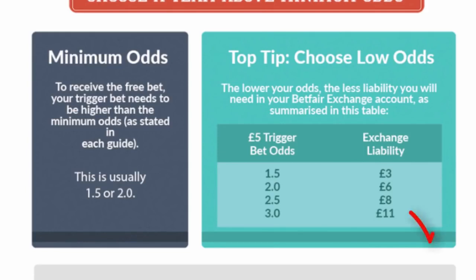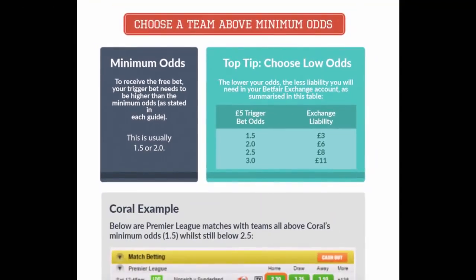A top tip for those with limited funds available to deposit is to choose low odds, those that are relatively close to the minimum odds. The reason for this is the lower the odds, the less liability you will need in your Betfair Exchange account. Less liability simply means that you need less money available in your Betfair account. We have a separate video on this should you be interested to know why this is, but for now all you need to know is the minimum odds are 1.5, so look for teams with odds from 1.5 up to around 2.5.